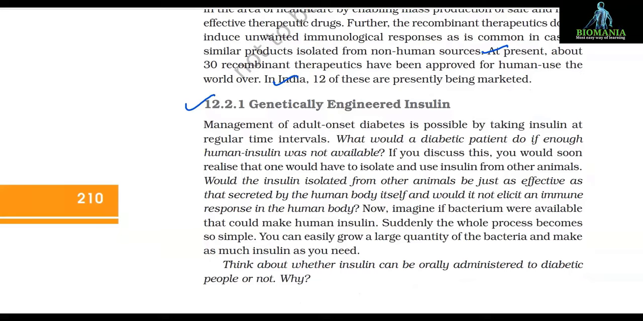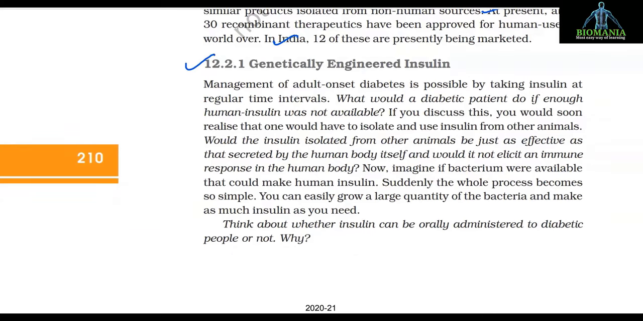12.2.1 Genetically engineered insulin. Management of adult onset diabetes is possible by taking insulin at regular time intervals. What would a diabetic patient do if enough human insulin was not available? If you discuss this, you would soon realize that one would have to isolate and use insulin from other animals. Would the insulin isolated from other animals be just as effective as that secreted by the human body itself? And would it not elicit an immune response in the human body?